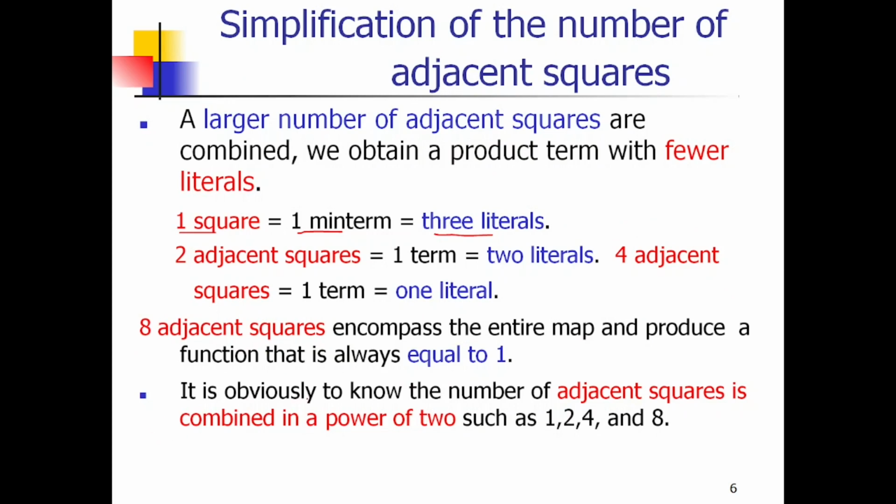Okay, it is obvious to note that the number of adjacent squares combined is a power of 2, such as 1, 2, 4, 8. That is, 2 power 3 is 8, 2 power 2 is 4, 2 power 1 is 2, and 2 power 0 is 1. So how are we forming the adjacent squares? It is with this power of 2.